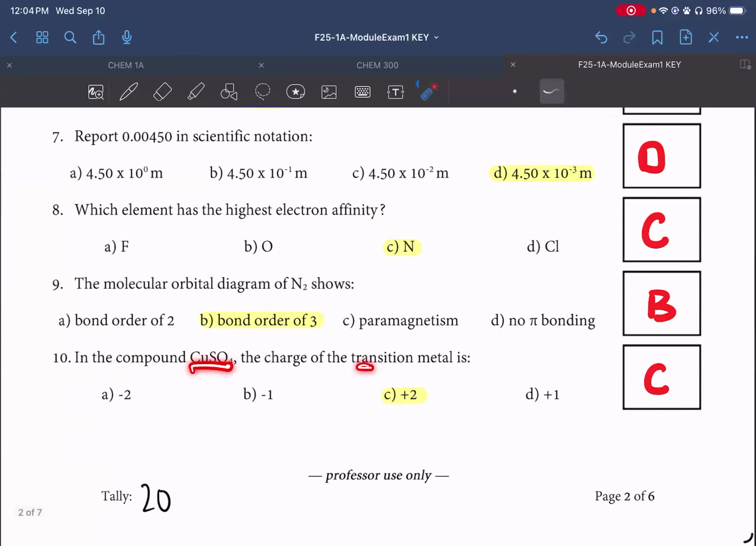In the copper sulfate, the charge of the transition metal, a lot of people did correctly identify that the copper would be positive, but some people put +1. Remember, of course, that sulfate is 2-, and if these 2 are in a 1-to-1 ratio, that means copper must be 2+.